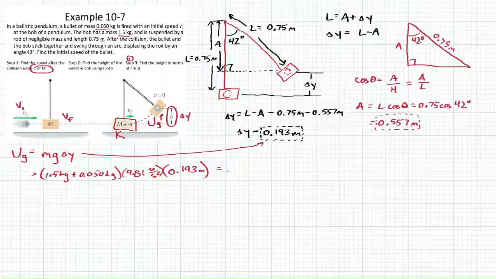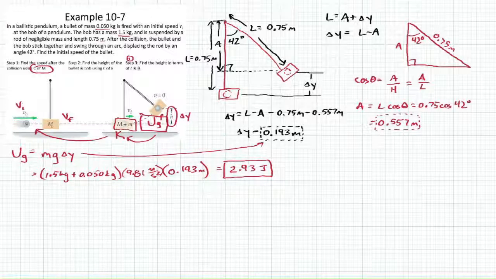And what is it? mgy is 2.93. 2.93 what? 2.93 joules. I'm going to put a box around this because this was our goal for part 1, to find what the potential energy was that the bullet and bob system gained by going upwards. Again, we can use potential energy to find out what the original kinetic energy was, and from kinetic energy we can find out what the initial momenta of the two objects were.